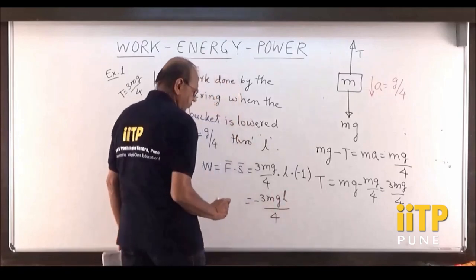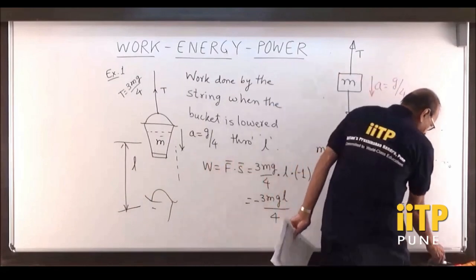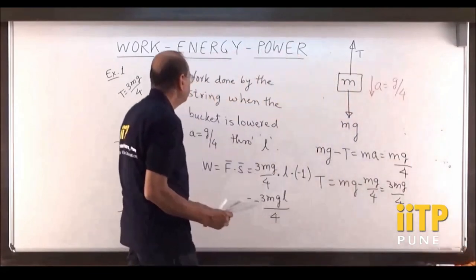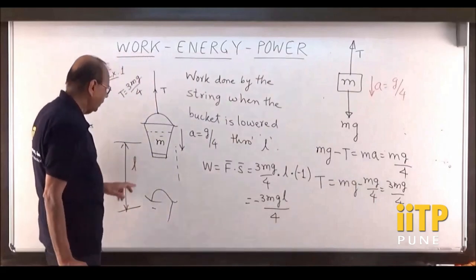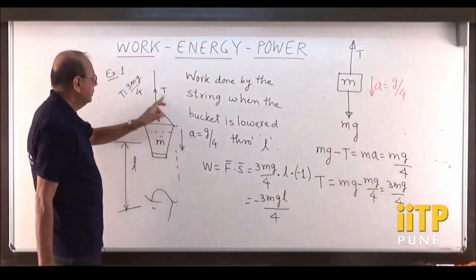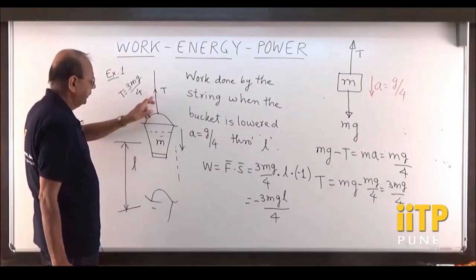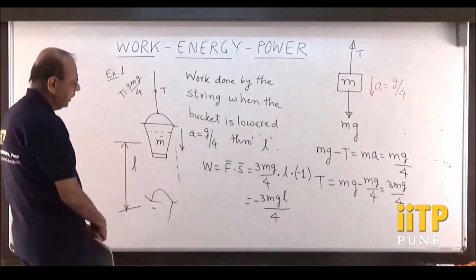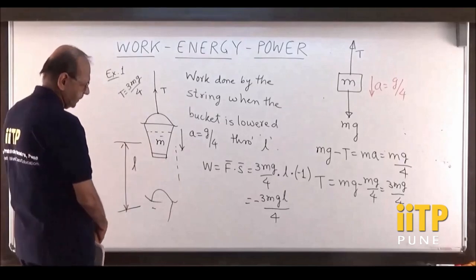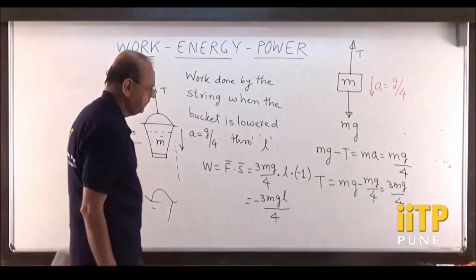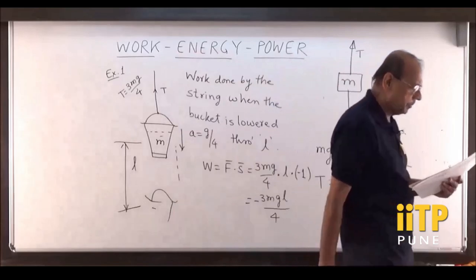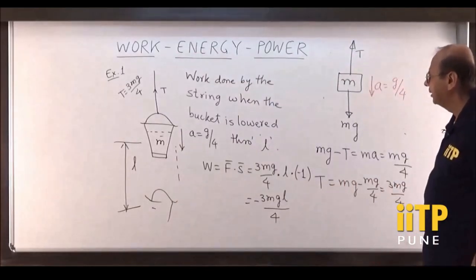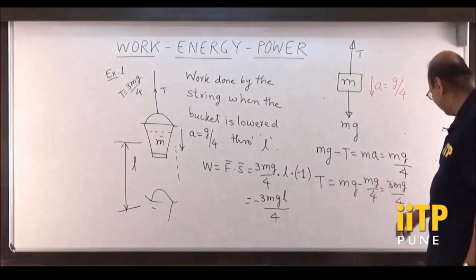This is the answer. So we have very easily solved a problem which said that a bucket is being lowered through L under some acceleration, and with the help of a string, find the work done by the string. So our answer is minus 3 mgl by 4. Very simple problem. We will solve one more simple problem like this. We will try to find out similarly work done in some other case.